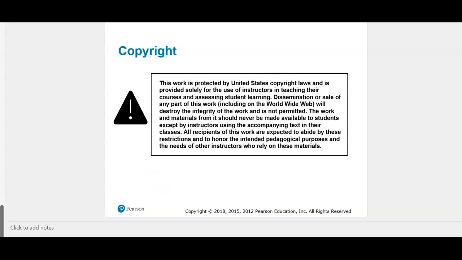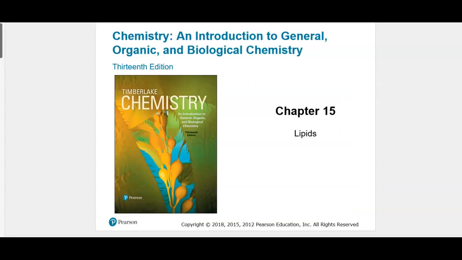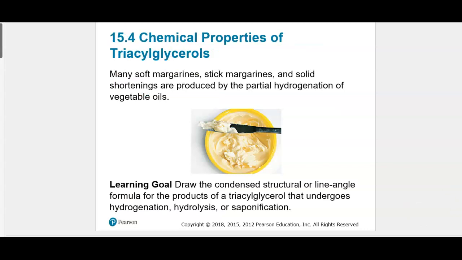We're going to continue in a moment here with section 15.4. And here we are at section 15.4, which is, again, going to be chemical properties of triacylglycerols. We've said about all we're going to say about waxes, and we need to say a little bit more about the chemical properties of triacylglycerols. And this is largely the non-biological chemical properties, but they are important industrially to a large extent.